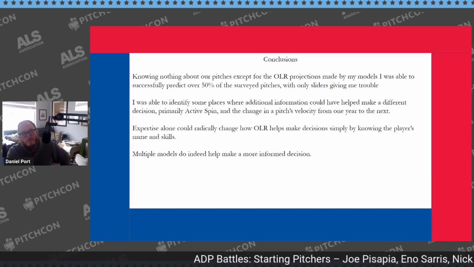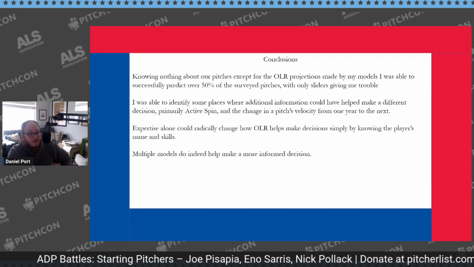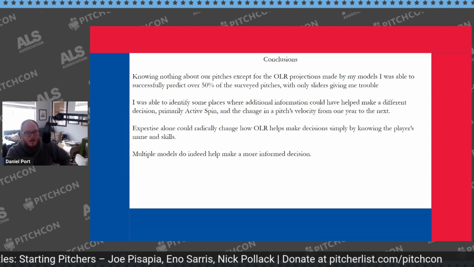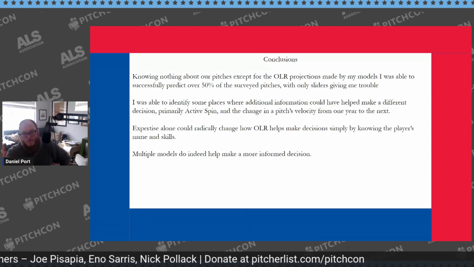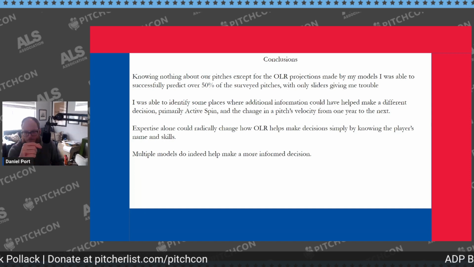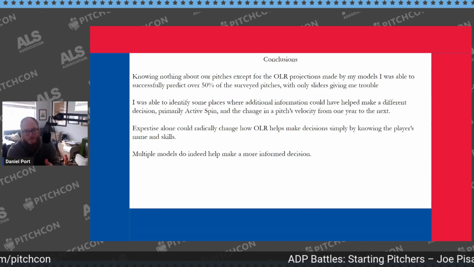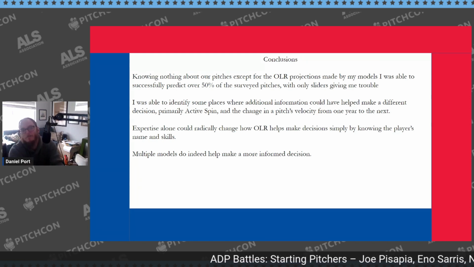I was able to identify some places where additional information could have helped make a different decision, primarily active spin. The change in a pitch's velocity from one year to the next were both really big indicators of whether or not I might be looking at a false positive or a false negative in my predictions.